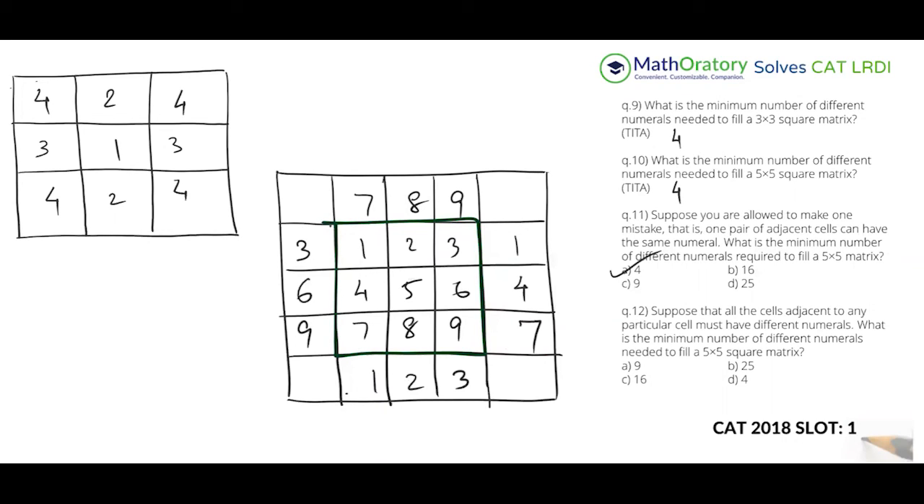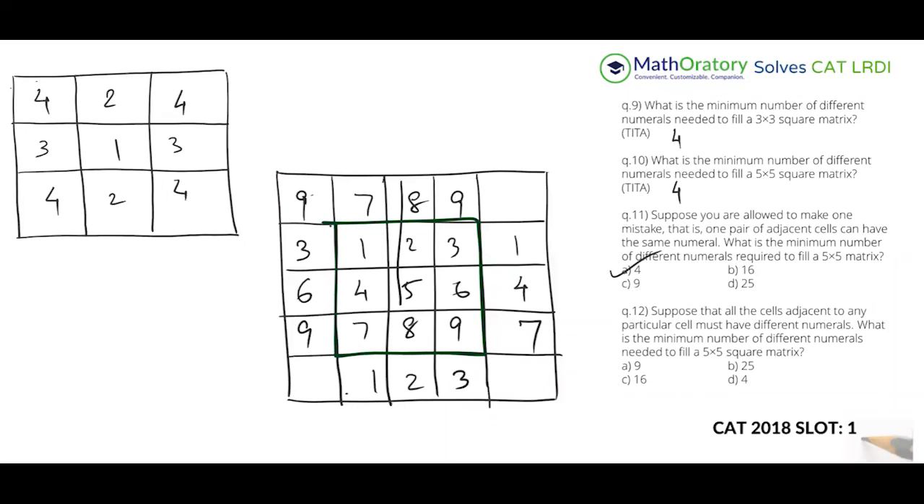Now coming to the corner ones. When I'm focusing on the corner ones, as opposed to the previous question, I'm not looking for 2 cross 2 ones. I'm looking for 3 cross 3 ones. Again, the same idea prevails. Every cell in this particular 3 cross 3 should have different numerals, right? In this 3 cross 3 block, 9 is missing. I've not used a 9, so let me fill a 9 here.